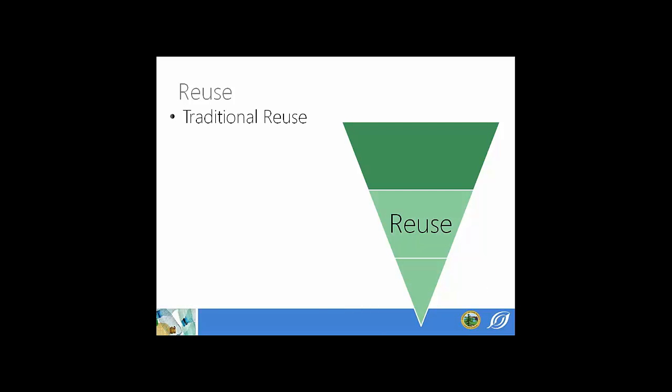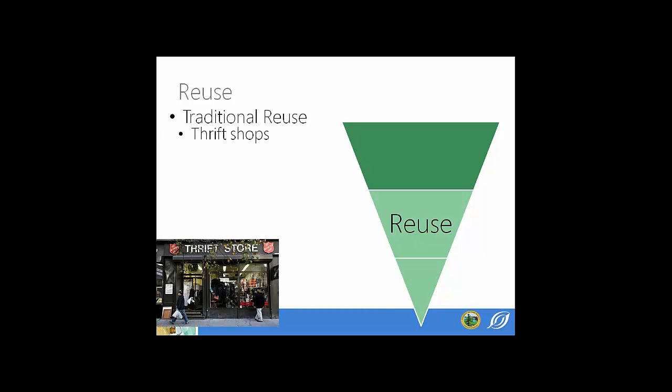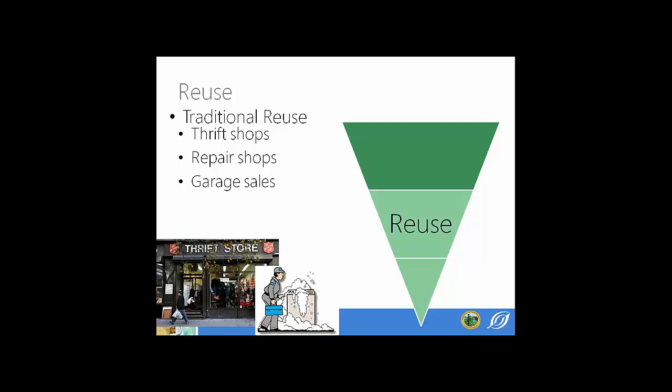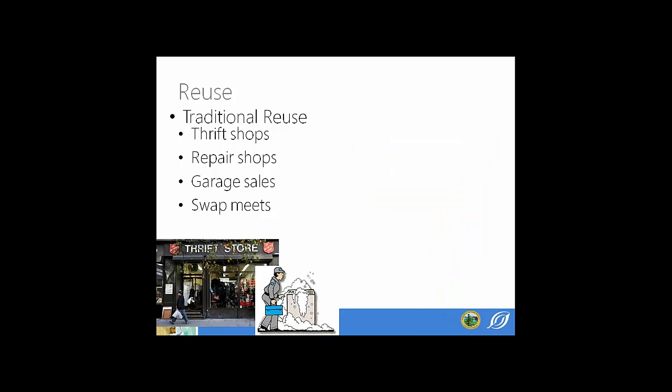So traditional reuse is common in a lot of different ways to us. Growing up, thrift shops and repair shops were everywhere. Thrift shops are still around, and they're kind of getting a facelift, so it's interesting and fun to see how they have managed to stay throughout the years but are getting transformed as we look at reuse being so important. Garage sales, swap meets, these are all traditional forms of reuse that we've sort of been exposed to.